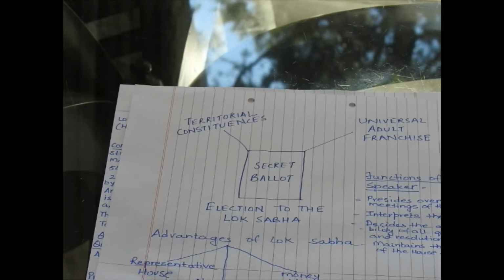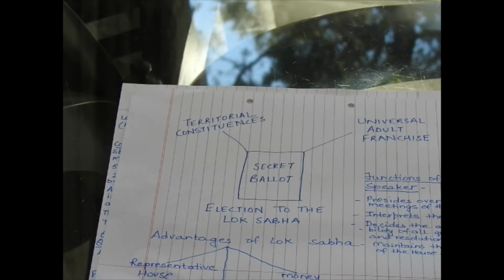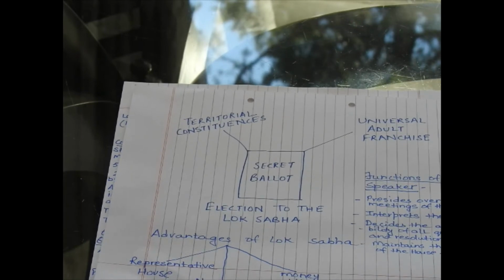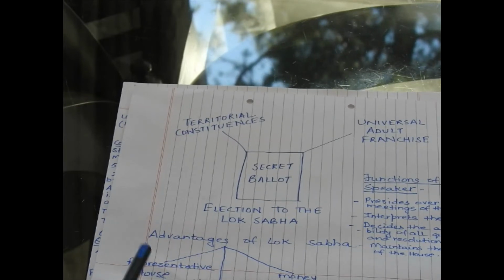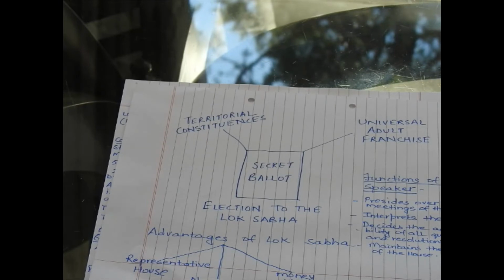Now, advantages of this house. This is a representative house because it is an elected house. People of India have sovereign power in their hands. So it is a representative house. Numerical strength: ordinary bills can originate in Rajya Sabha also. But in case there is a deadlock between Lok Sabha and Rajya Sabha, then a joint session of both the houses is called. In that case, voting is taken. Lok Sabha proves to be more advantageous because of its numerical strength, which is double the strength of Rajya Sabha.